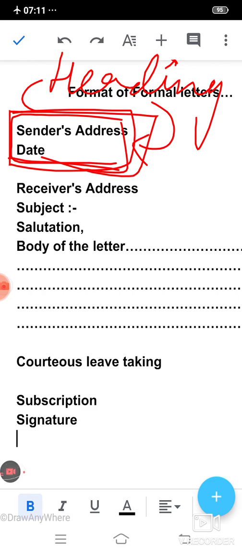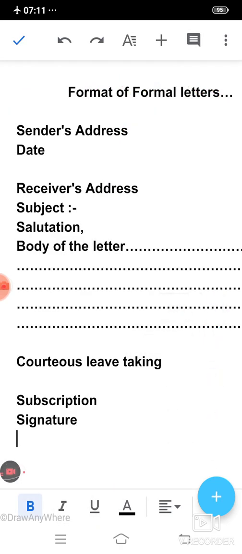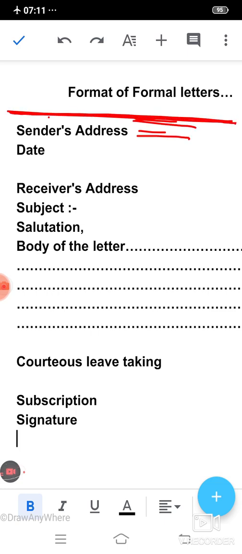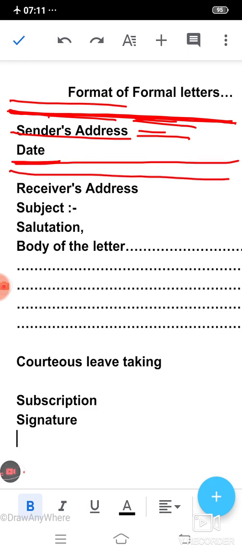What is the meaning of heading here? It's very simple. Heading includes sender's address and date. Sender's address must be written in at least 2 lines. We cannot write it in only a single line. It can be written in 3 lines also. After that we write the date. After the date we leave one line blank.